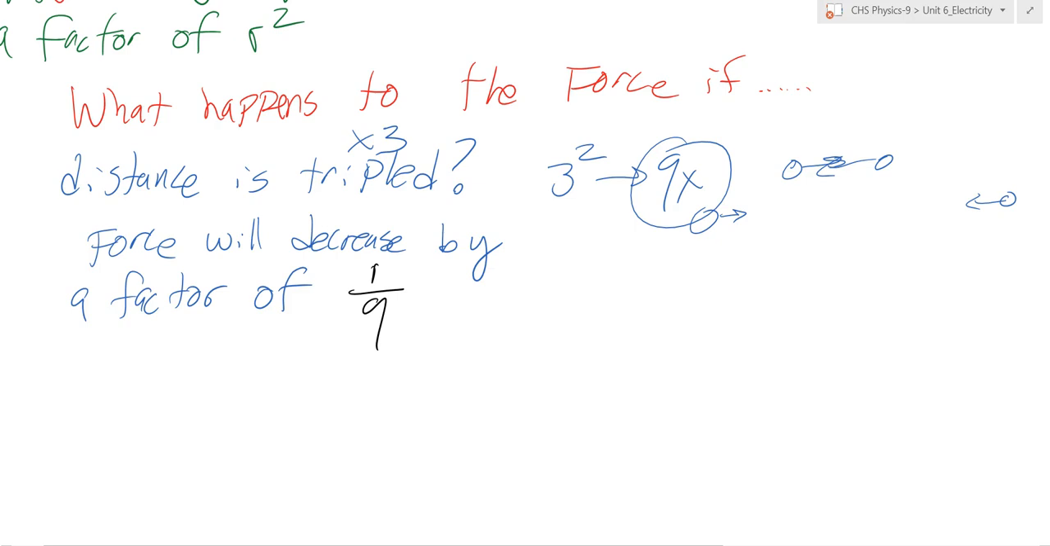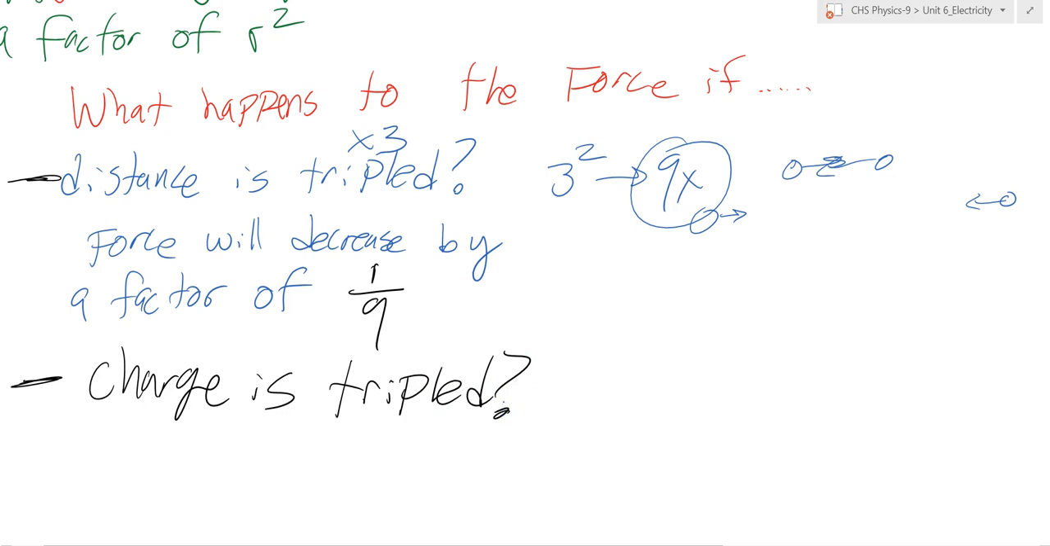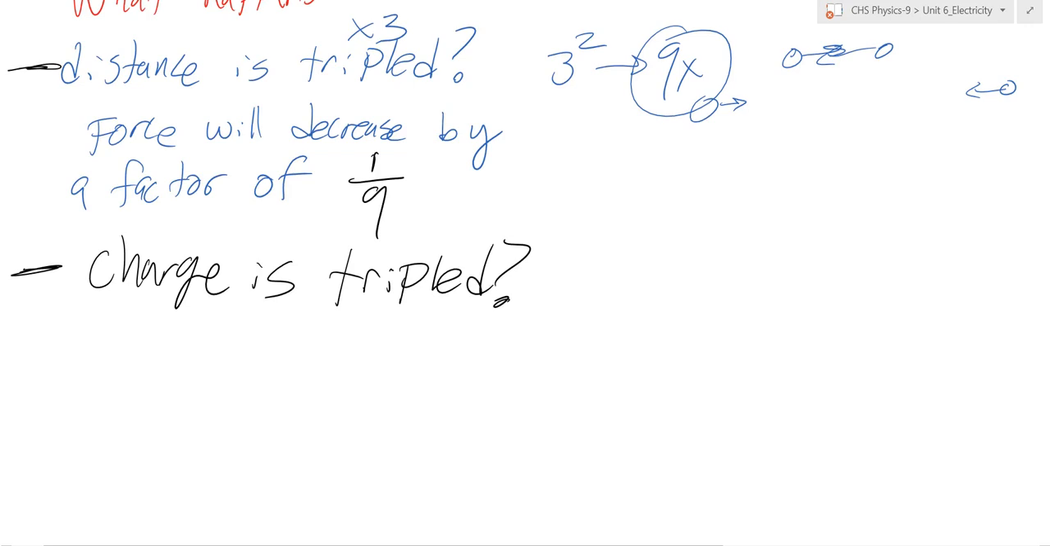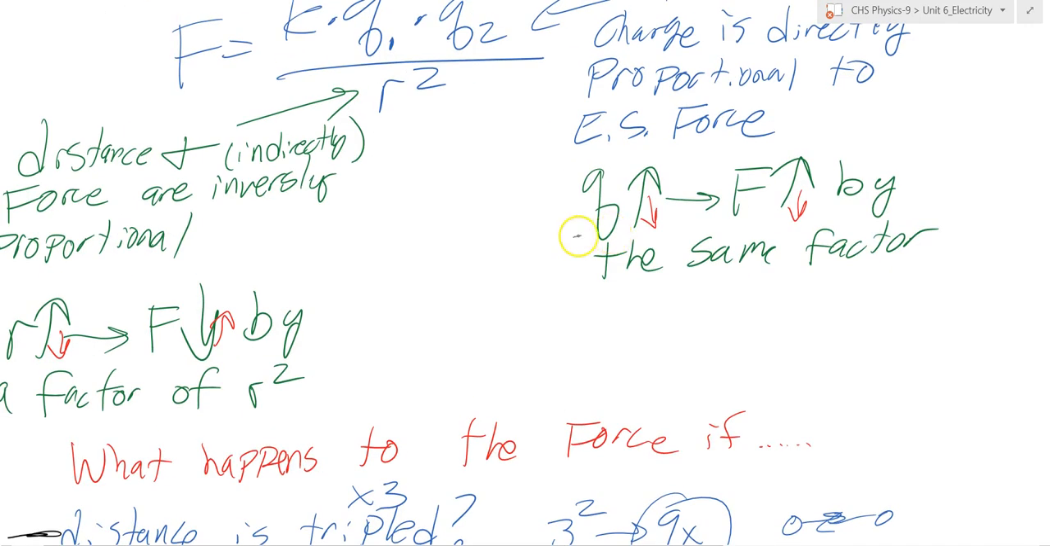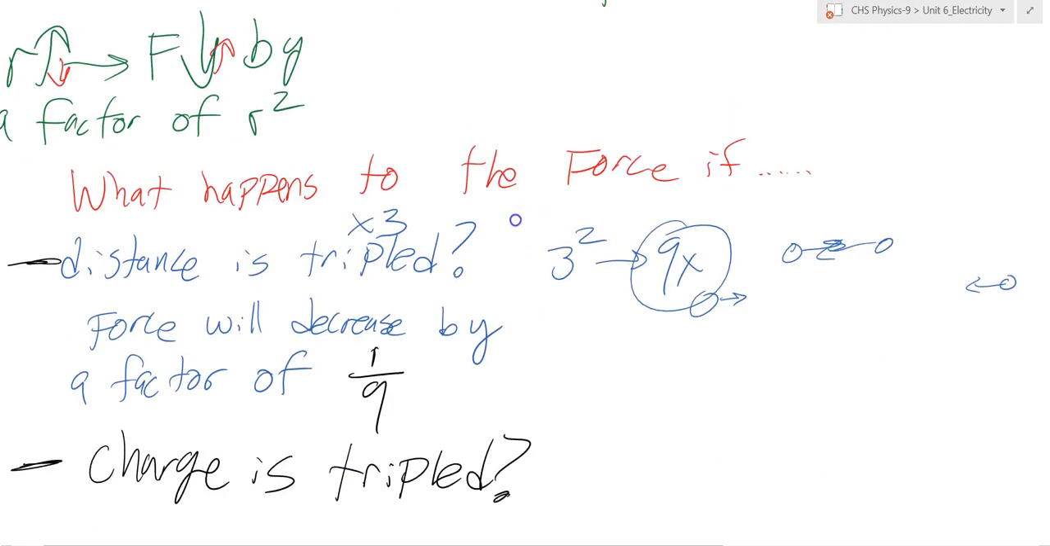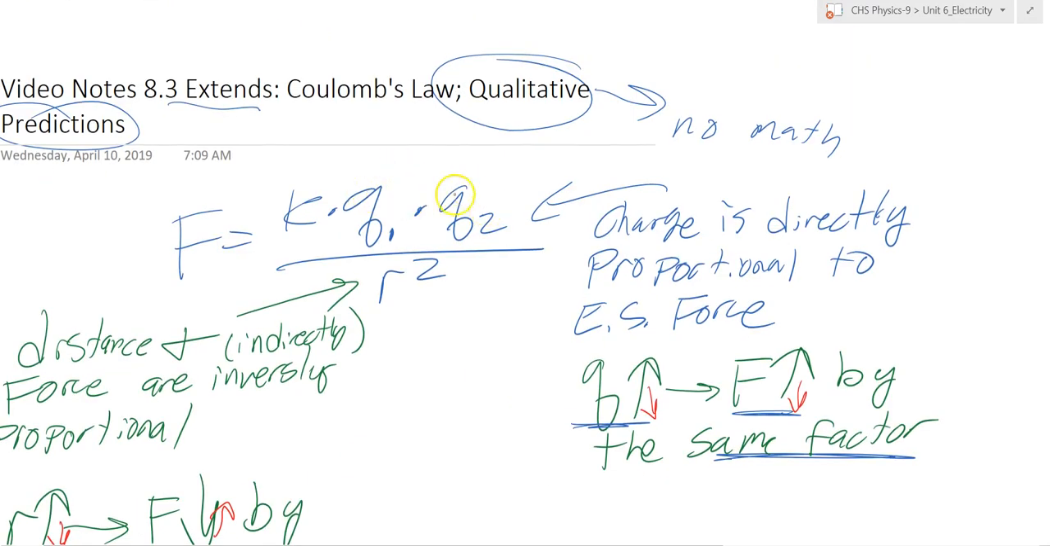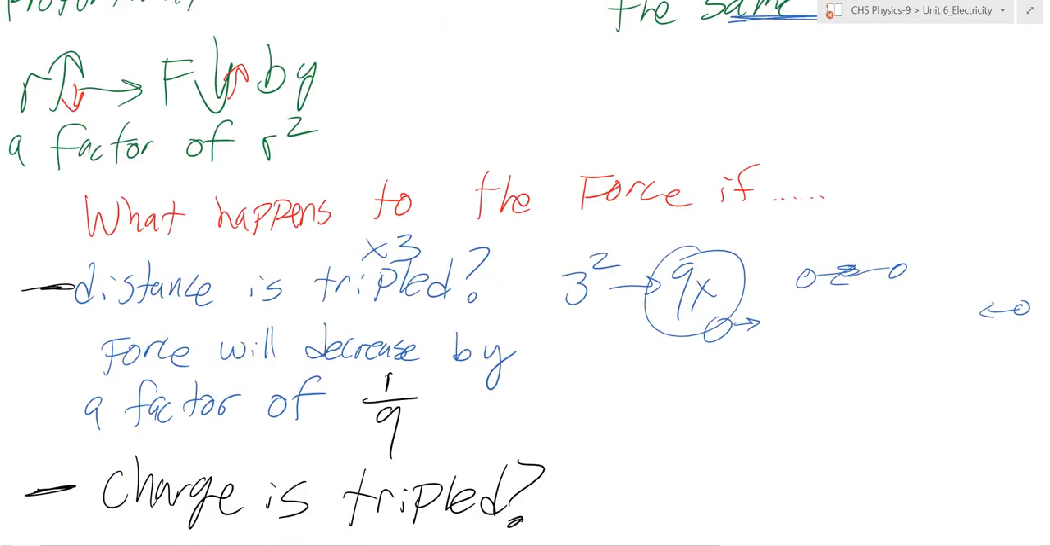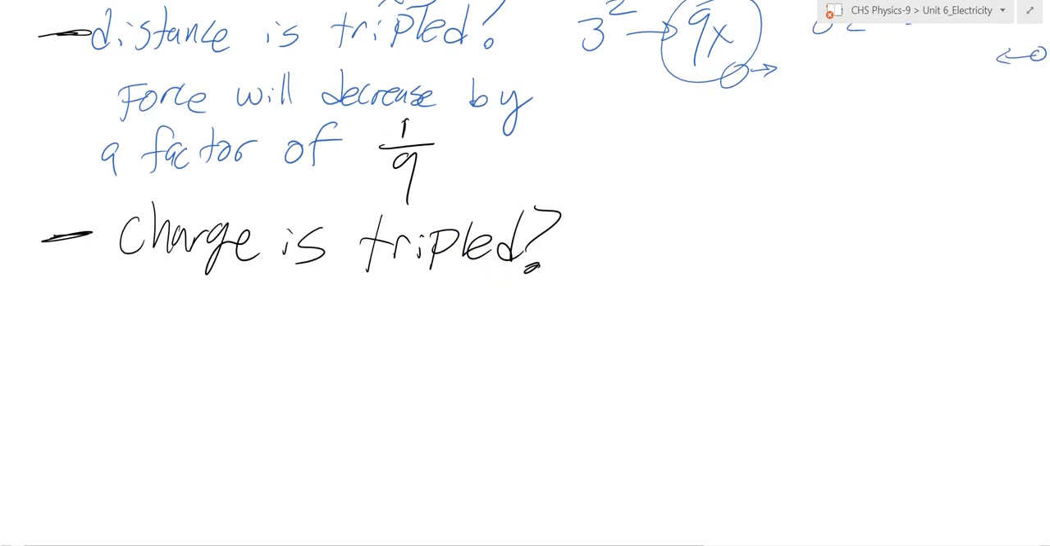Then, let's do another example. What happens to the force if the charge is tripled this time? Okay, so what happens if we triple the charge? Well, if there's more charge, there's going to be more force, but it's going to be by the same factor. Okay, because these charges are just that. They're not squared, they're not square rooted or anything. So we know that it's going to increase.